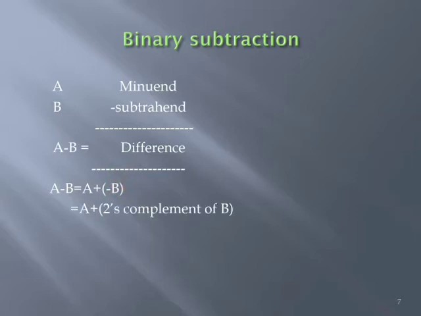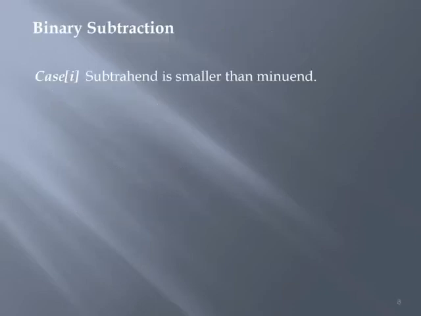So this a minus b is nothing but a plus 2's complement of b, that we are going to adopt in binary subtraction using 2's complement method. Since you are using 2's complement of b here, that's why this method is called the 2's complement method of subtraction of binary numbers. Now in this you have two cases. You have a minus b. A is called minuend and b is called subtrahend.